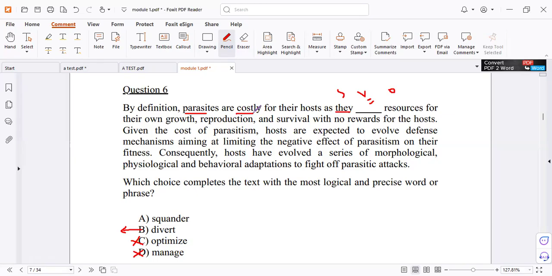Do you feel it? Yeah, I feel it. So it must be divert here. They give the feeling of stealing, or they use the other resources alone. Of course, letter A is wrong. To waste is the opposite. They are costly. Squander, to waste, does not make sense.